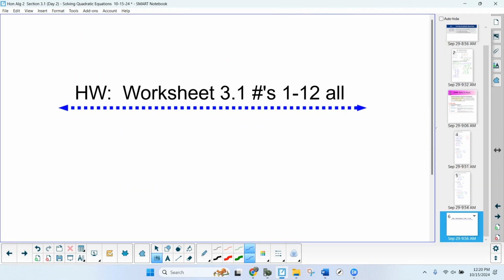Your worksheet is numbers 1 through 12. Guys, when you get the first ones that say solve by graphing, you may use your graphing calculator. Okay? And then I think we've done all the others. I think you should be good with those.